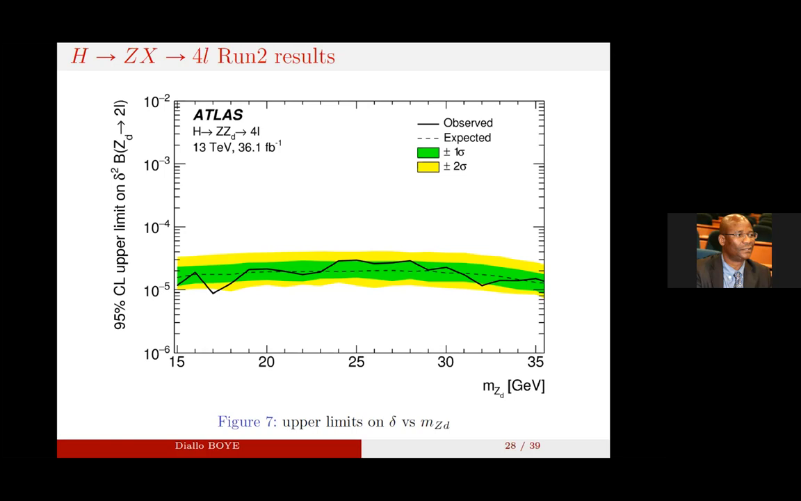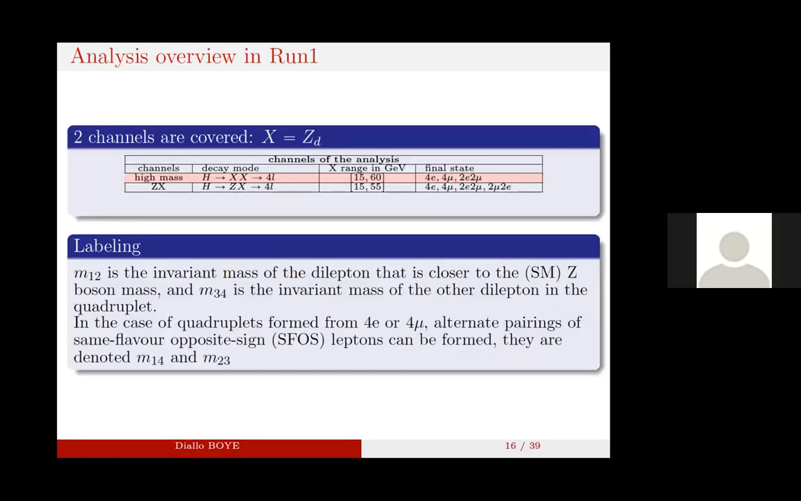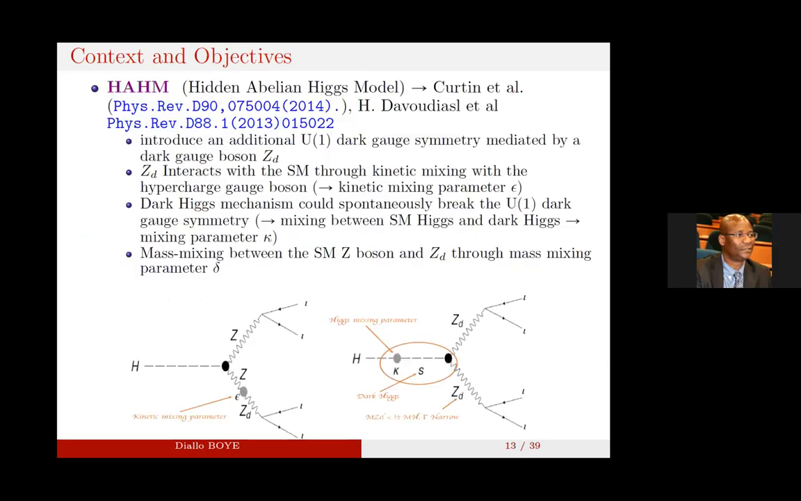The plot here has this parameter delta, which Diallo did not explain to you. Please go ahead. It's the mass mixing between the standard model Z boson and the Z-dark. I didn't put it here as epsilon in the Feynman diagram, but it's the mass mixing parameter between the Z and the Z-dark. Like he said, the Z-dark is the dark sector counterpart of the standard model one.